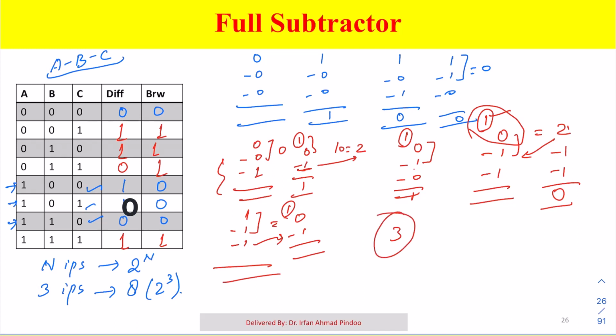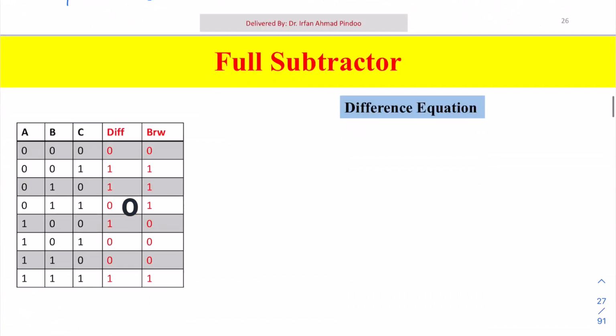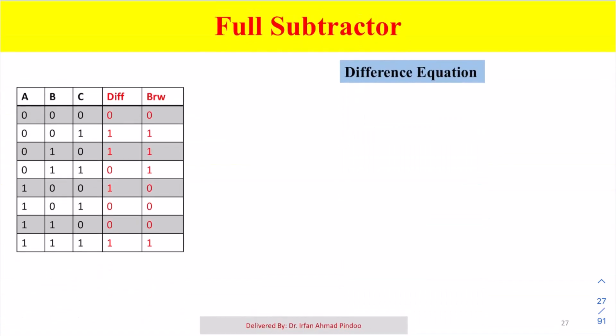Now we will come to the third step of our design procedure, which is solving equations, getting equations from K-map or Boolean algebra. So let us do it. You can see, students, the table is with us, and if you look at the difference column, the output of the difference column is the same as what we got as sum in the full adder.